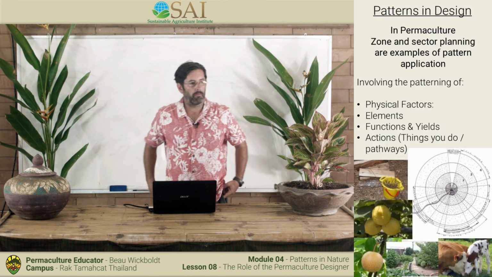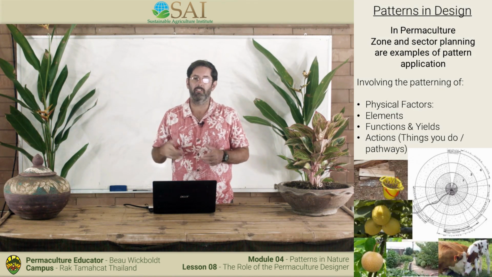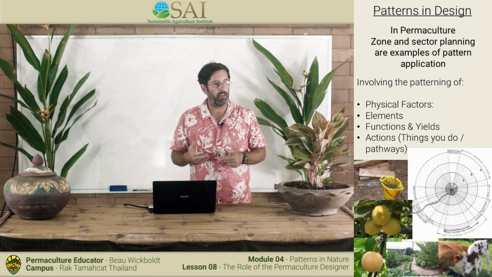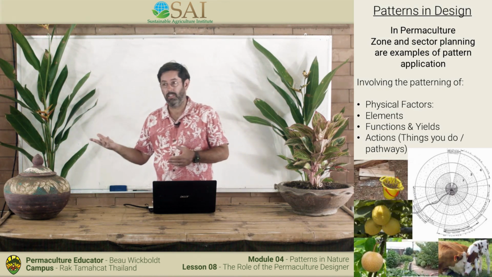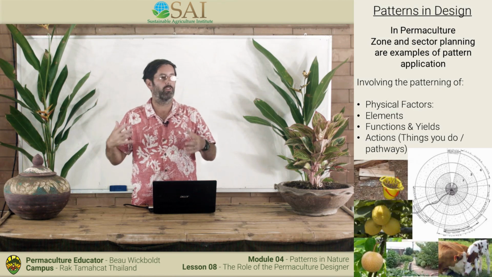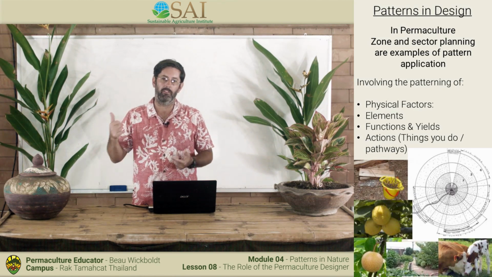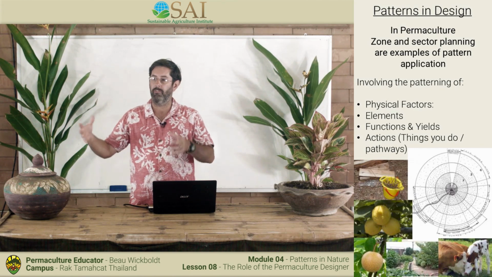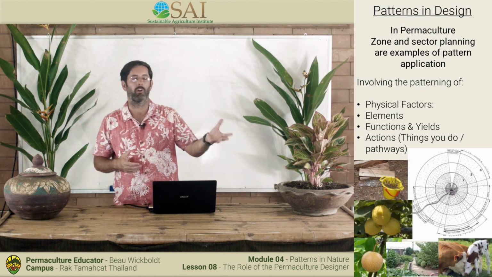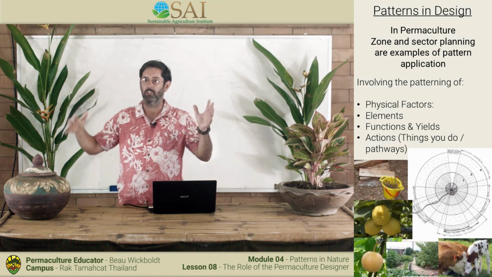So in permaculture, we are going to look more at our design, zone, and sector planning. The examples are pattern application. Why do we do zones? Why are we going to do sectors? Because we use those to control patterning. Involved in patterning, we look at physical factors affecting our site. What physical things can we see? Like rock outcrops, erosionary gullies, elevation changes.